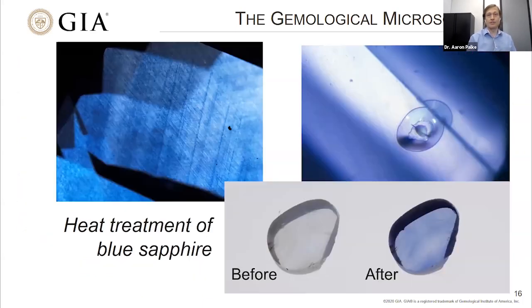Same thing with blue sapphires. Heat treatment of blue sapphires: you often find naturally rutile silk in these blue sapphires, which you can artificially heat, dissolving that rutile back into the stone and producing a nice blue color. And again, this is just something we don't see naturally, geologically speaking, in these types of stones.